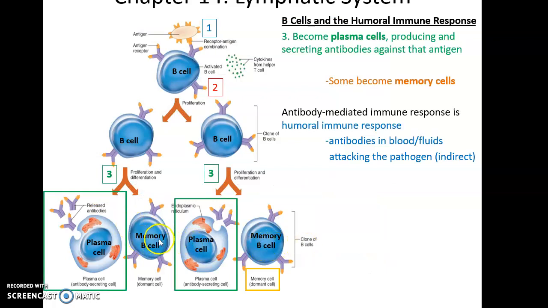Memory B cells act just like memory T cells. They remember that we've been infected so that in future infections, the response will be super fast, hopefully preventing us from getting ill. And that is it for this part.